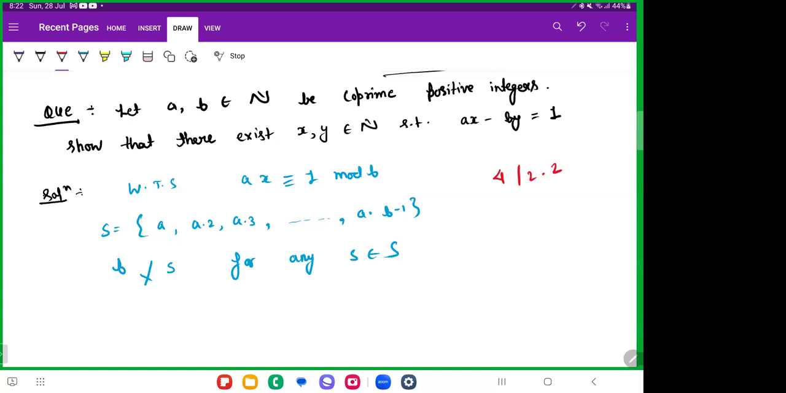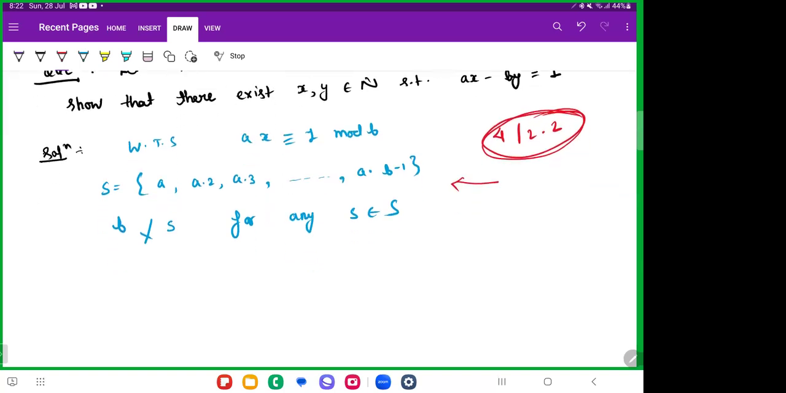Can you say again? What do you want to say? a and b are co-prime, right? But here the numbers you wrote, 4 and 2, are not co-prime, so that is not correct. So what are you using? For a prime number, this property always holds: if p divides ab, then p divides a or p divides b. But here b need not be prime. It is just co-prime to a. So how are you using this? Can you justify it? Can you explain?